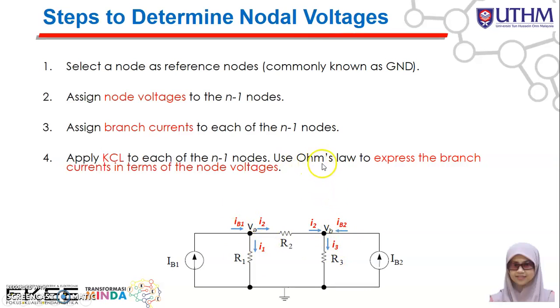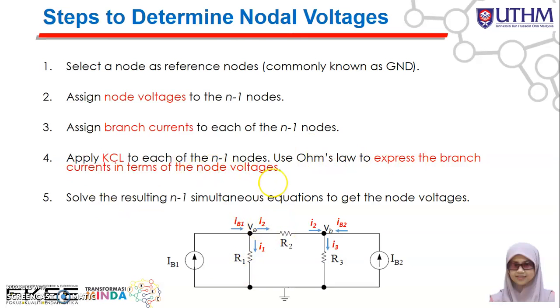Then you need to use Ohm's law to express the branch currents in terms of the node voltages. Meaning you come up with the equations: IB1 is equal to I2 plus I1. Then I2 is equal to VA minus VB divided by R2, and I1 is equal to VA minus 0 divided by R1. So you apply Ohm's law to express these branch currents in terms of the node voltages.